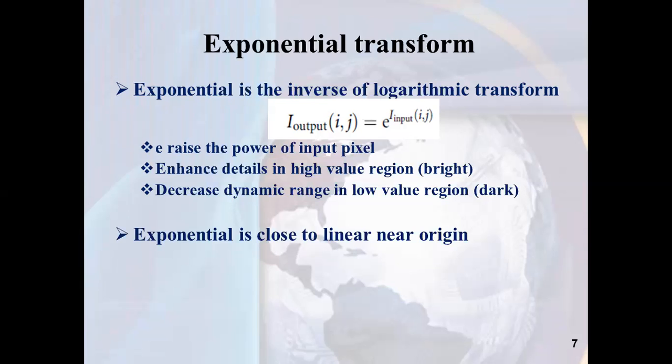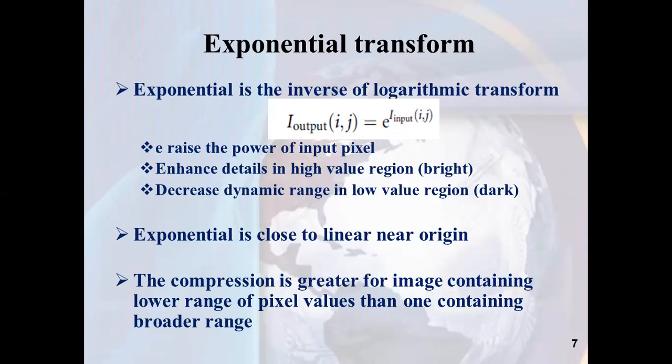So exponential is close to linear in the near region. e^x is near x in the near region, but the exponential makes numbers grow, and when they grow a lot the difference between numbers becomes greater. So the compression is greater for an image containing a lower range of pixel values than one containing a broader range.